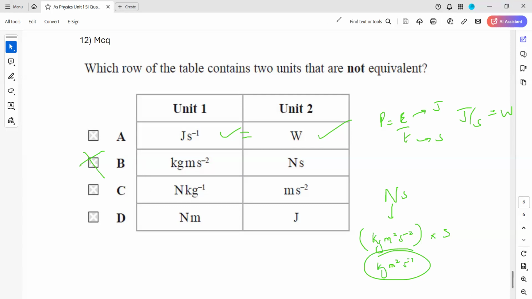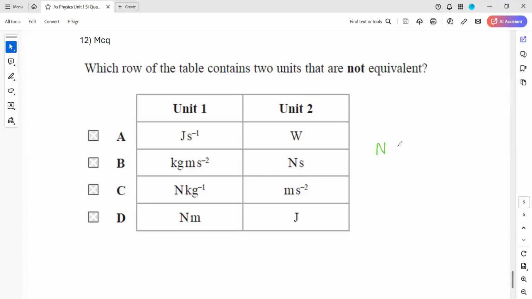What about C? C is correct. How are they equivalent to each other? Newton kilogram inverse: Newton itself is kilogram meter second to the minus 2, multiplied by kilogram to the minus 1. So kilogram to the minus 1 and kilogram cancel. We are left with meter second to the minus 2. So they are equivalent, or the same.